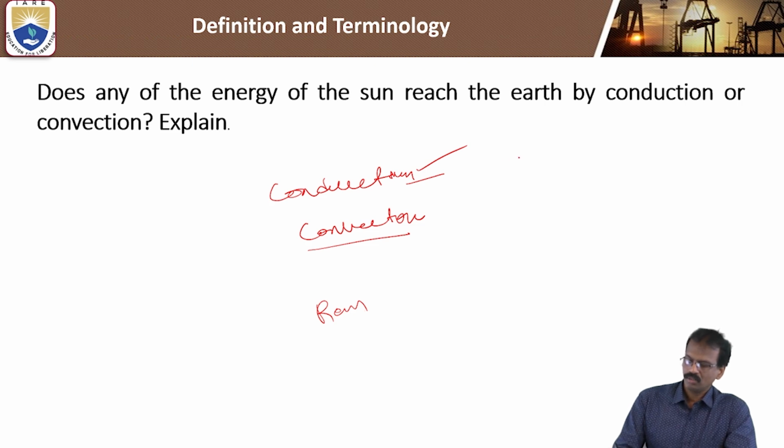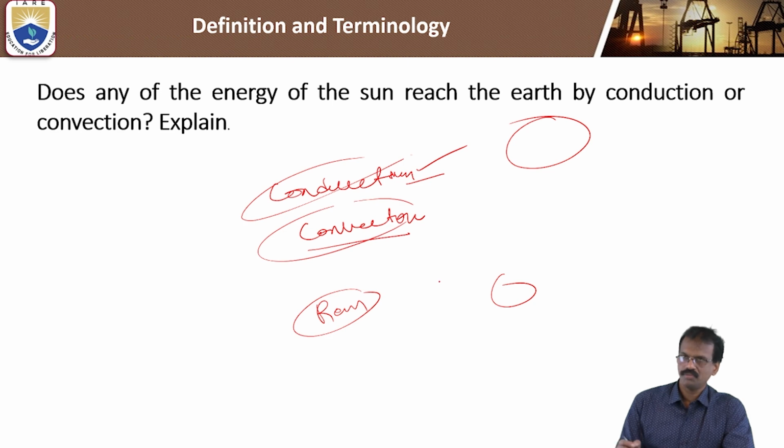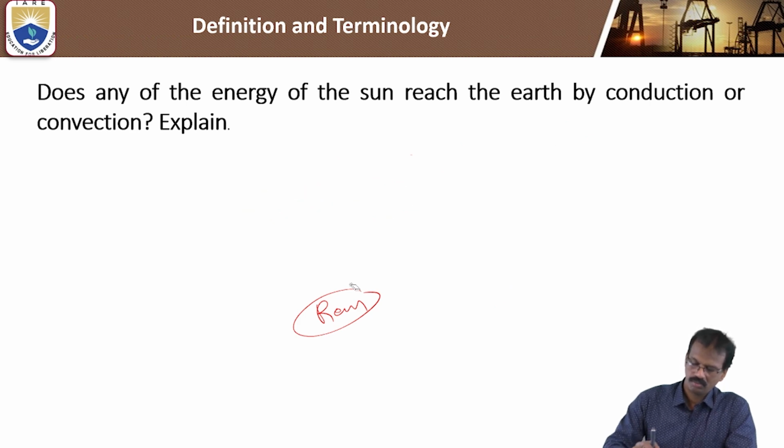If you compare the sun and the earth, there is no medium between them, that is vacuum. Because of that, the conduction or convection principle is not applicable here, but heat transfer takes place with the help of radiation. That is the electromagnetic wave phenomenon. So you can understand this concept.